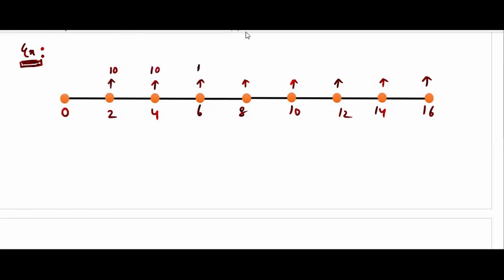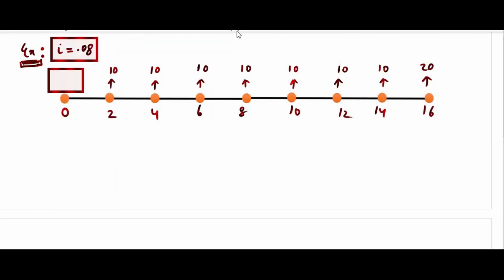Let me write 10, 10 here. I'll make only 120. And I will give you 8%. And you are supposed to find the present value here. This is the question now. We have 16 years. The payments are every 2 years in arrears. And you have to find the present value here.